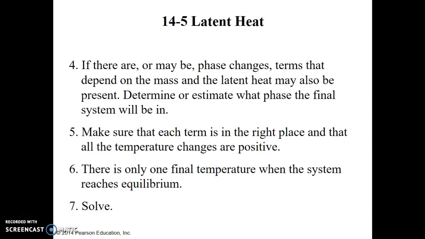Make sure that each term is in the right place and that the temperature changes are positive. What's most important here is that you're indicating heat lost versus heat gained so that they all add up to a net change of 0. That's really what we're looking for.